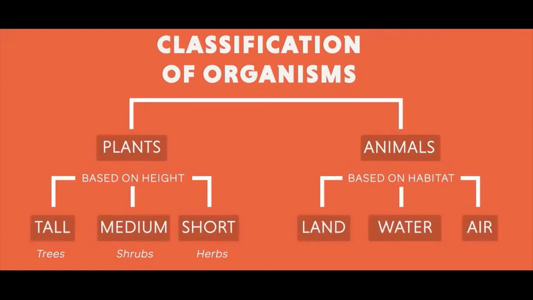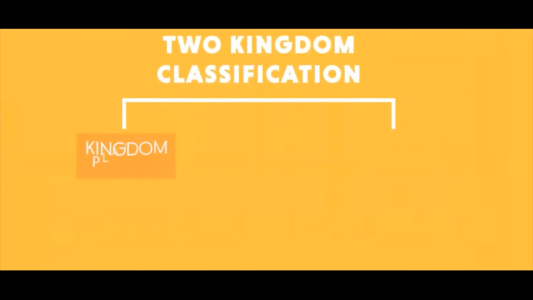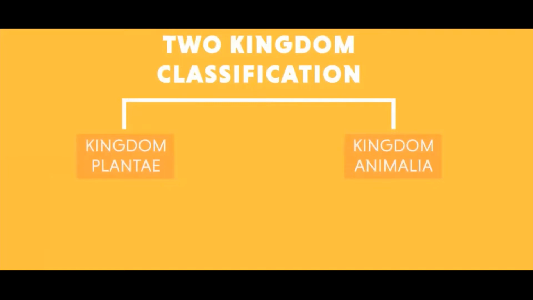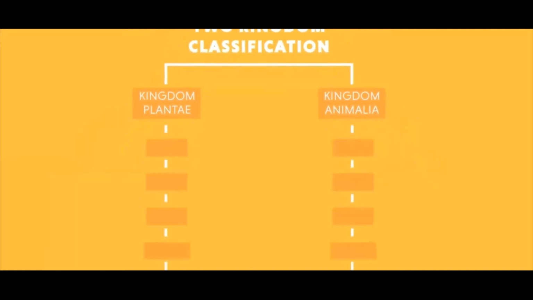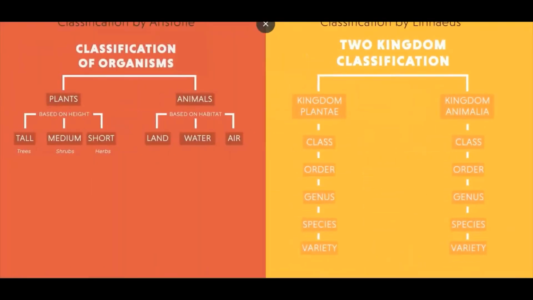This system was simultaneously supported by Carl Linnaeus, who also developed the two-kingdom classification system. He as well classified organisms into kingdom Plantae and kingdom Animalia. However, he studied further to divide the kingdoms into 5 more levels. A system consisting of class, order, genus, species, and variety. Both these systems helped in their own way to classify the various organisms known then.